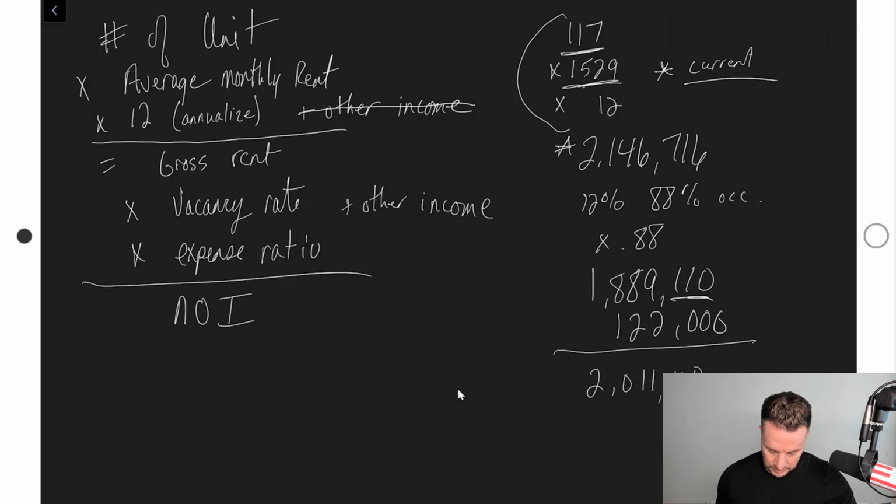Okay, so now we're going to times it by the expense ratio. I have to talk about this for a minute. Expense ratios are one of the areas where brokers try to, I want to say cheat, but I don't want to say brokers cheat. Let's just put it this way, they have a fiduciary duty to the seller. So their job is to make the numbers, I didn't say cook the books, I said make the numbers as good as they possibly can.